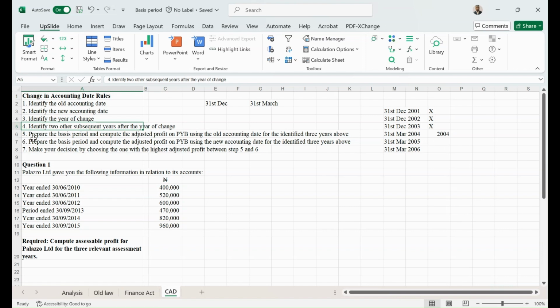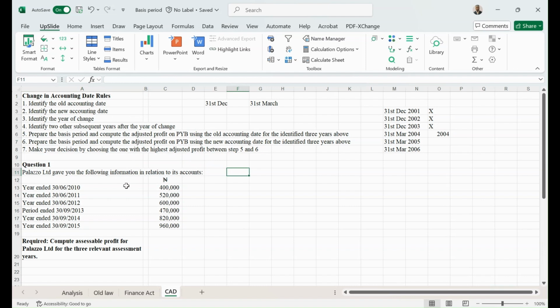So step 5 now says prepare the basis period and compute the adjusted profit on a preceding year basis using the old accounting date for the 3 years identified above. Then step 6 says do the same thing, but in this case using the new accounting date for the 3 years identified above. Then make your decision by choosing the one with the highest adjusted profits between step 5 and step 6. So it's quite straightforward.